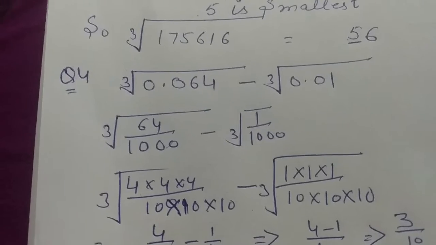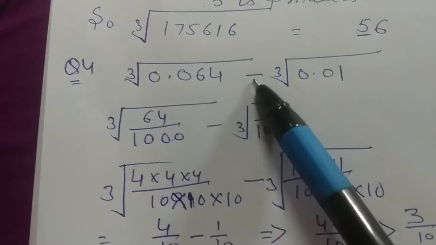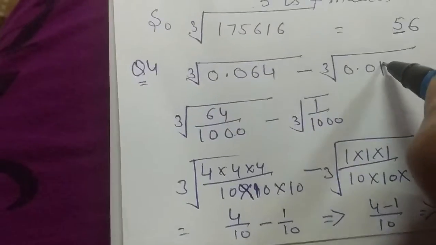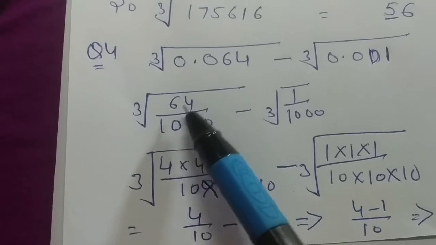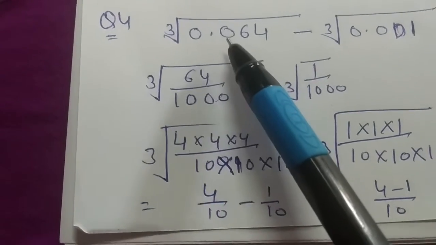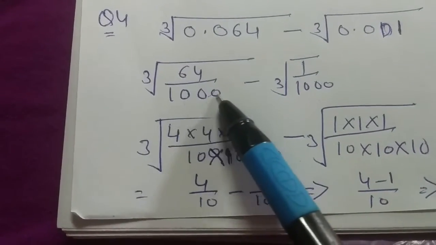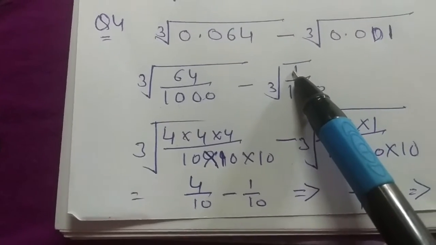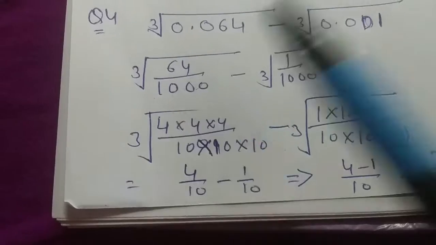Your next question is cube root of 0.064 minus cube root of 0.001. First of all, you will remove the decimal. You will write 64/1000 because here there are 3 digits after the decimal, so you will write 3 zeros with 1, minus cube root of 1 over 1000. Here I have removed the point in the same way.